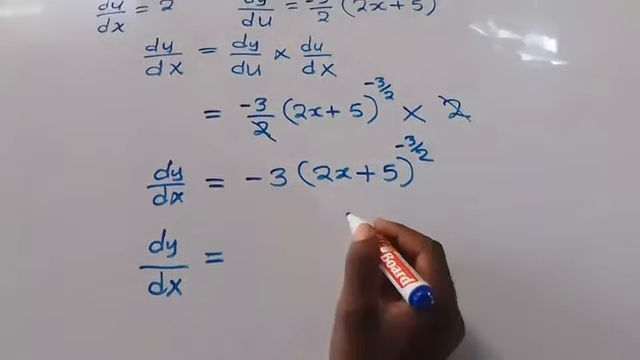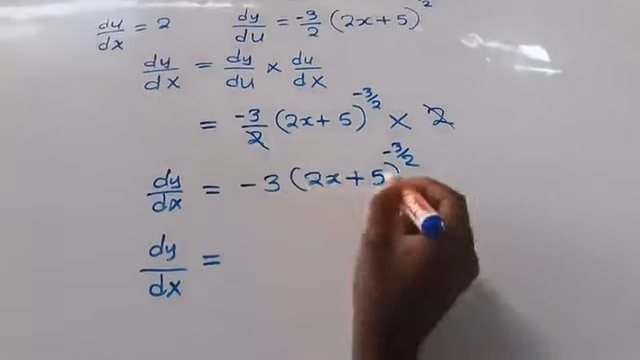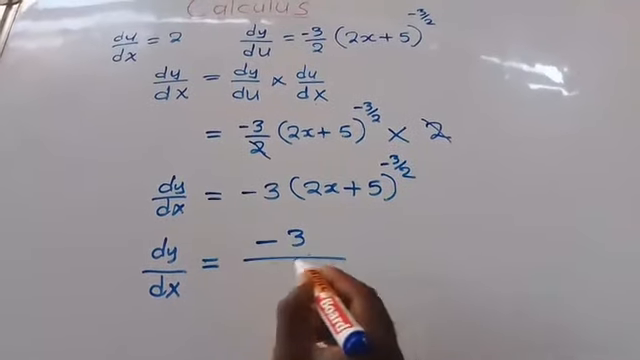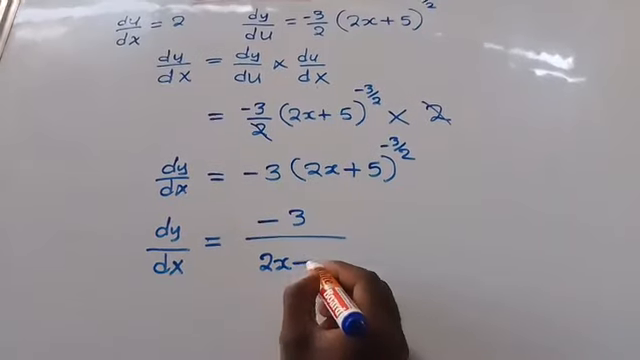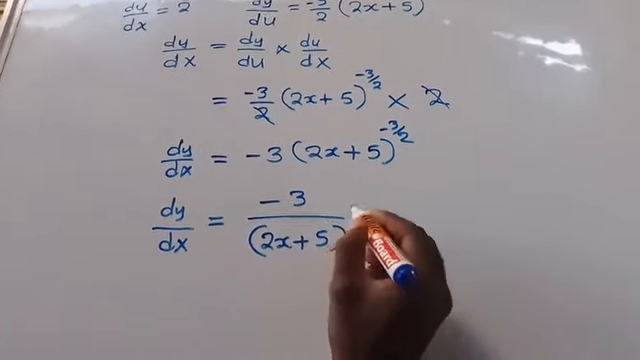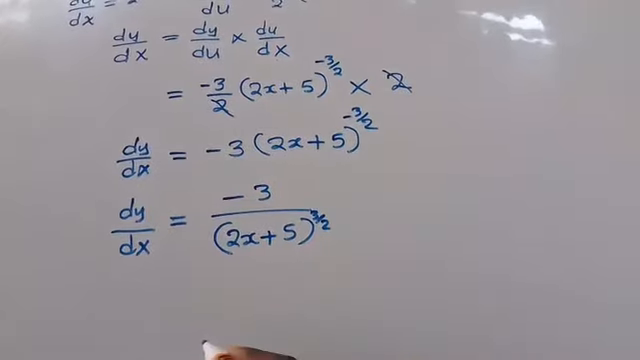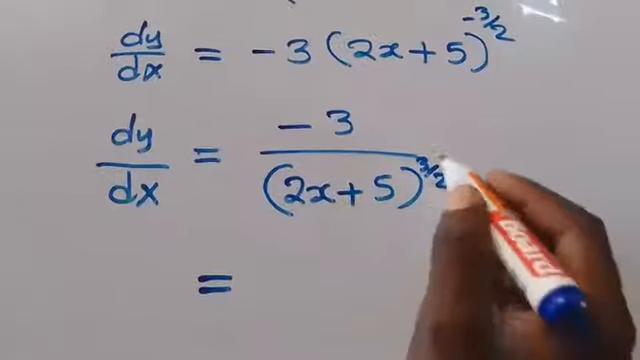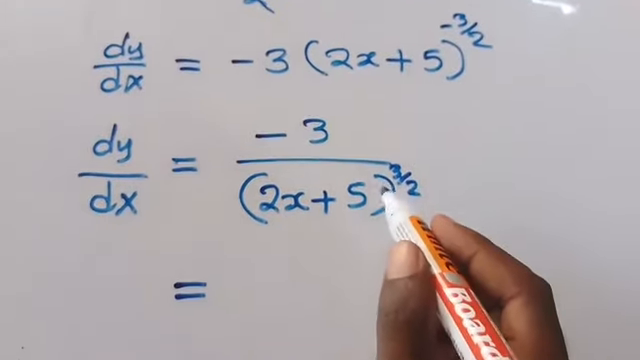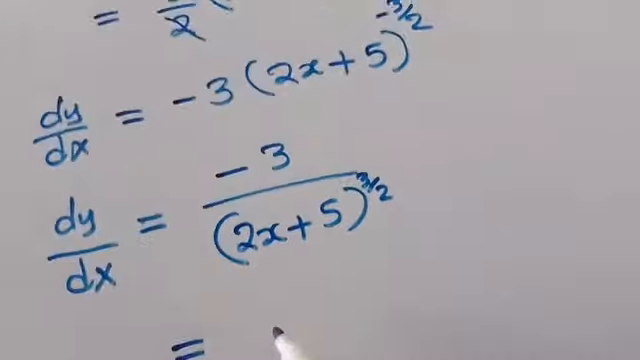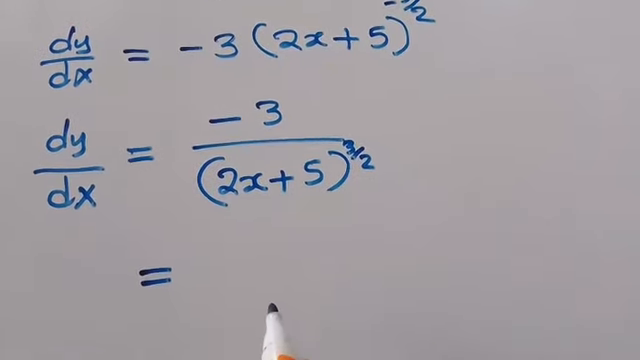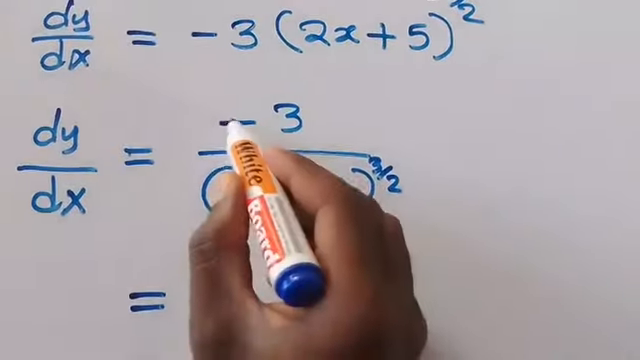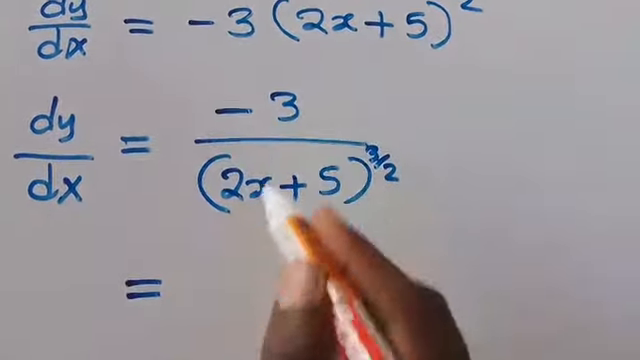Now what I need to do is that this can also be written with a positive index, where I'm going to say it's negative 3 over 2x plus 5, to the power 3 over 2. I can also write this in another form, with the negative 3 staying there.